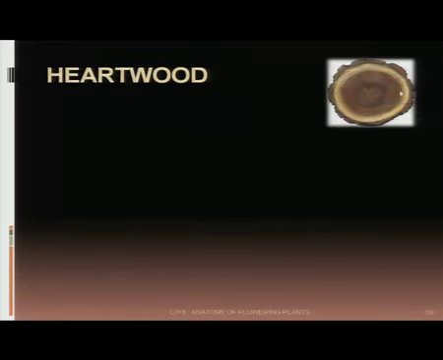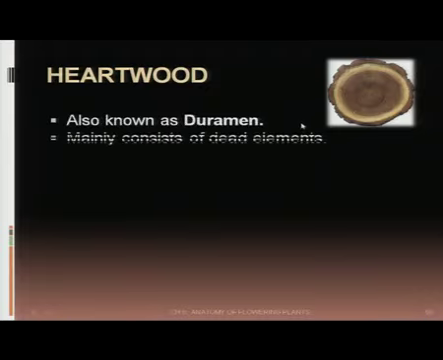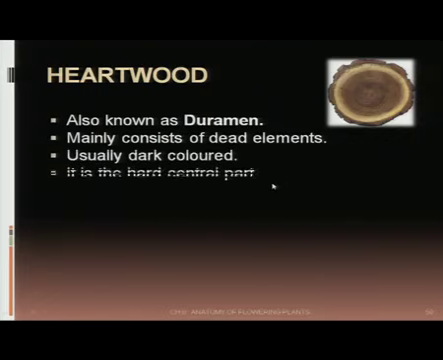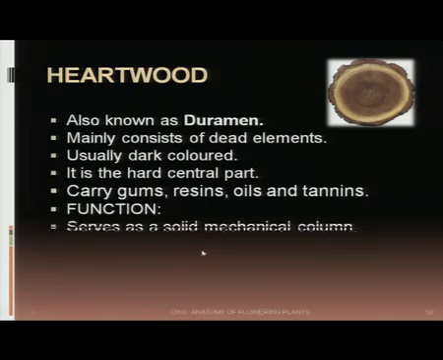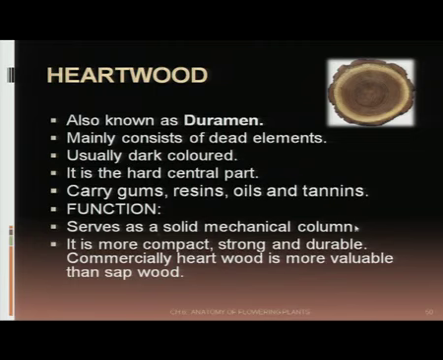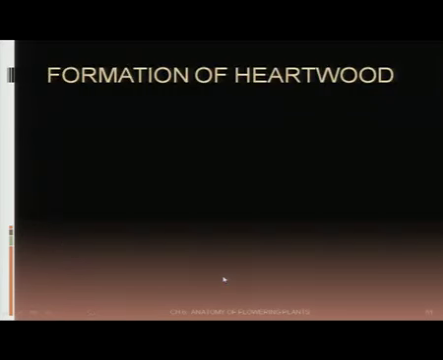If that was the sapwood, what will be the heartwood? Yes, the darker portion. It is also known as the duramen, and it mainly consists of the dead elements. It is dark colored and it is the hard central part, and when it is hard, what is it going to do? It is going to provide the mechanical strength. Further, it also carries gums, resins, oils and tannins. Then the function will be to provide strength, and commercially it is more strong, durable and compact. So, it is more valuable than the sapwood.